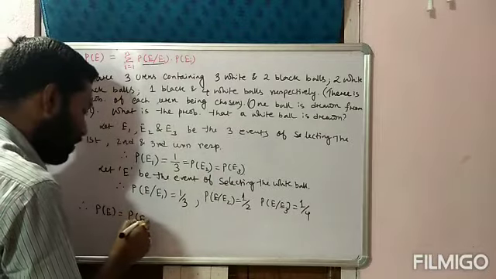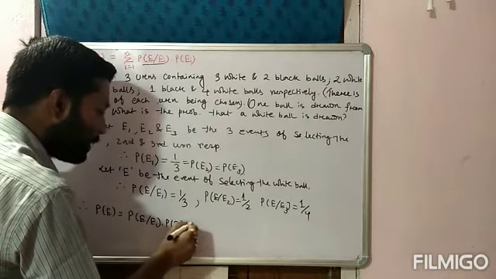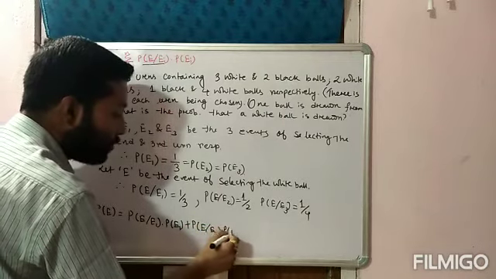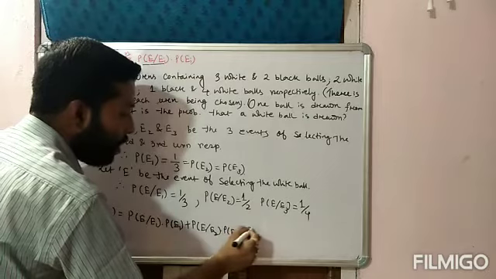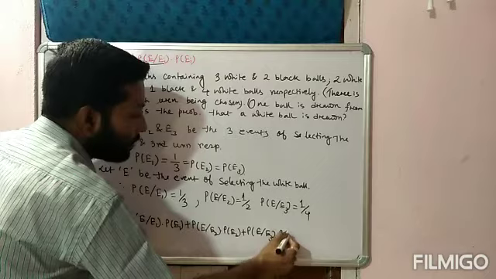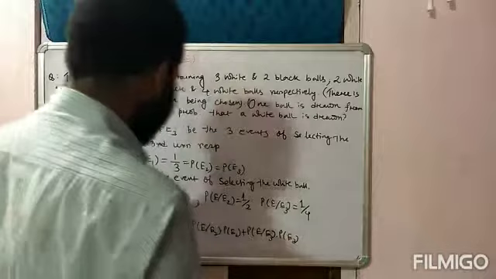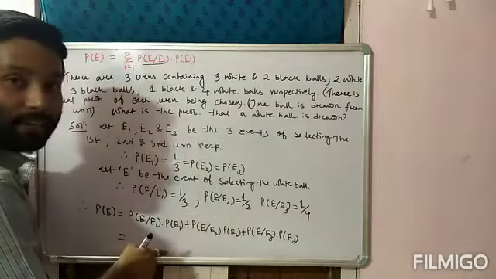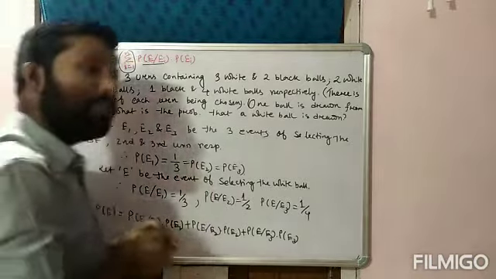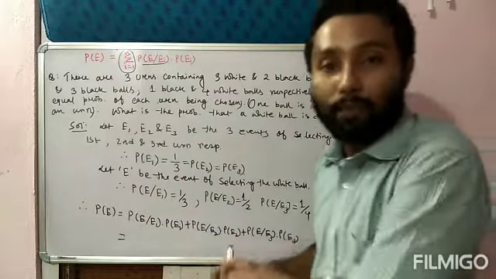You can just write P of E slash E1 into P of E1, plus P of E slash E2 into P of E2, plus P of E slash E3 into P of E3. It will go up to 3 only, because there are 3 events. I have written the same formula. Don't get confused, I have replaced the summation sign. After replacing the summation sign, you have to use the plus sign only, because summation means plus only. That's why I've given the plus sign, because now you have to calculate the value.